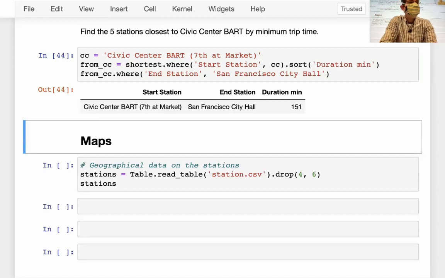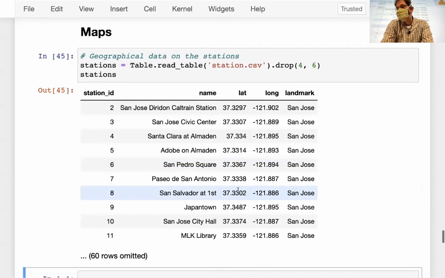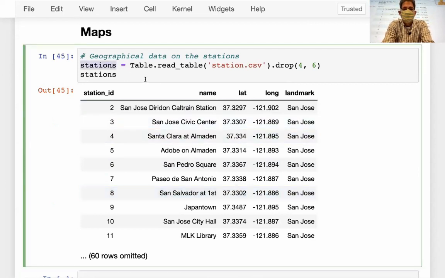Okay, so that was kind of all the important stuff. I want to show you something fun, and this will show up again a little bit in your project. Another thing you can do is draw maps with data. So here's a second table from that same data set. The station table tells you for each station where it is in the world and what city it's in.